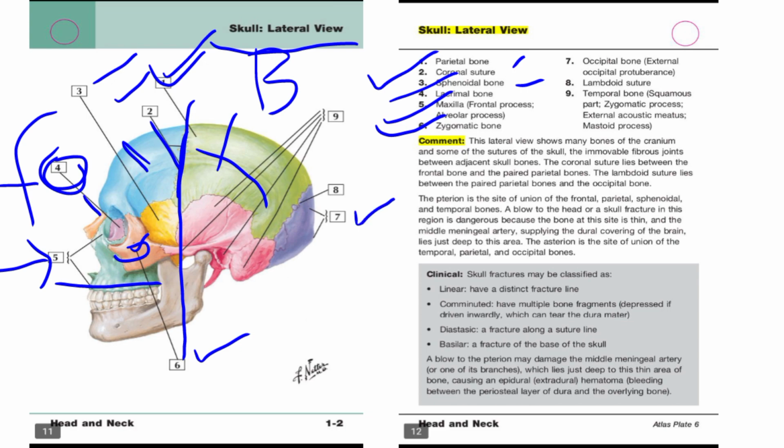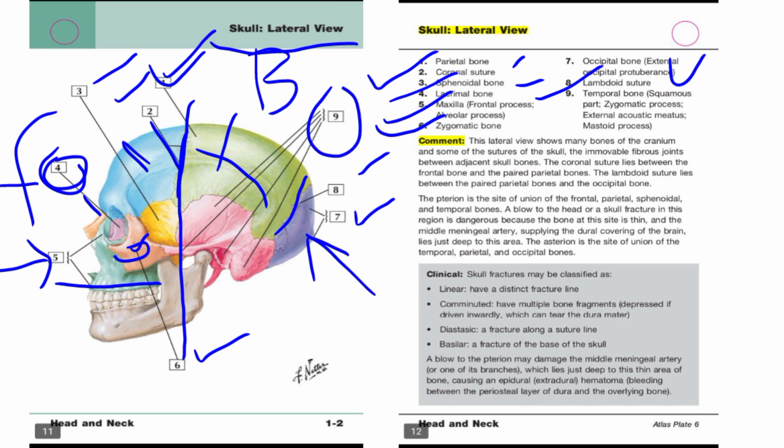And the seventh label, here it is, is the occipital bone. It is present at the back. It's also called the external occipital protuberance. If you remember, here the trapezius muscle attaches. And the eighth label you can see here is also a suture. This is the lambdoid suture. It joins the temporal and occipital bone. This is the lambdoid suture.